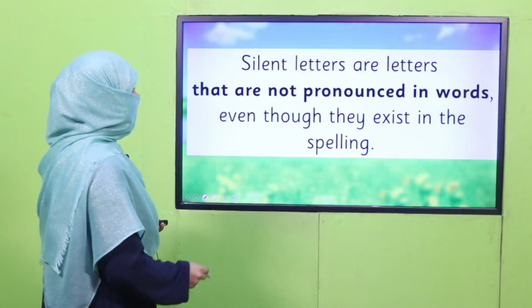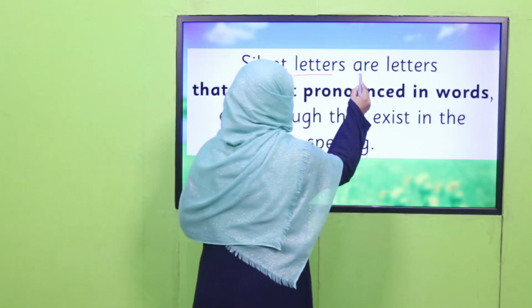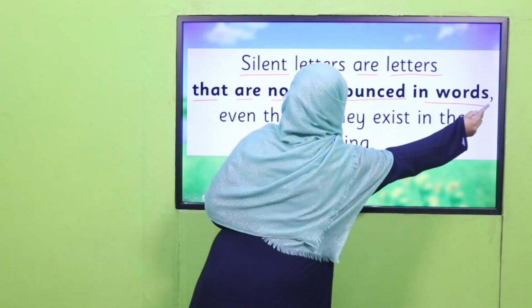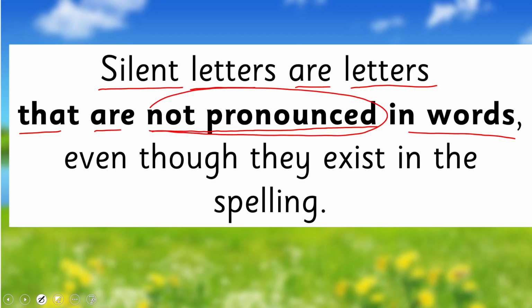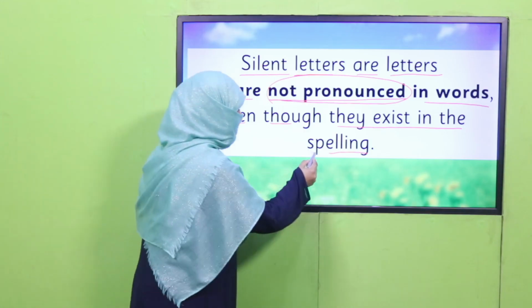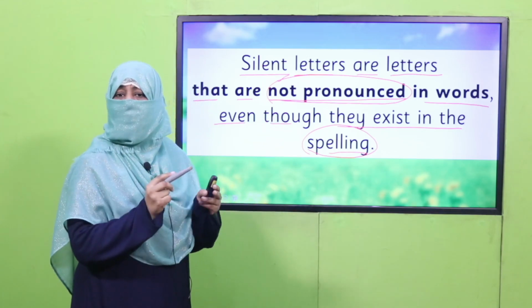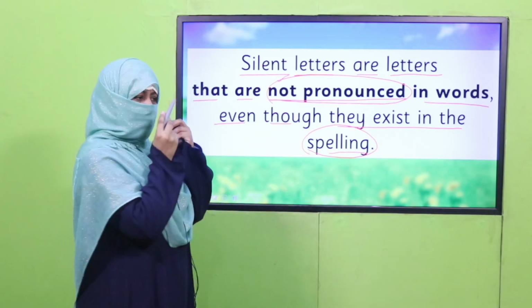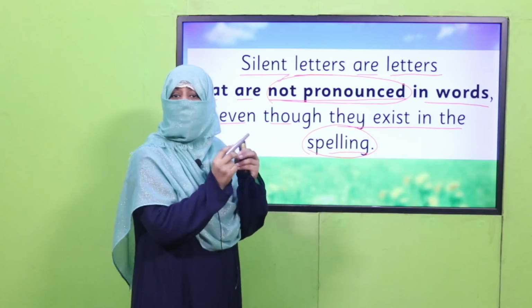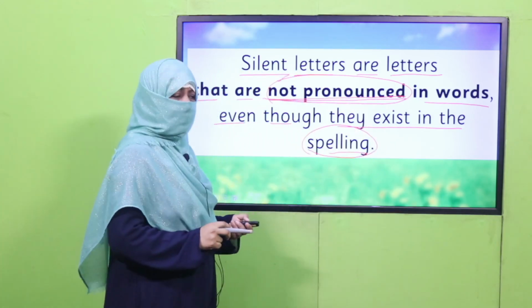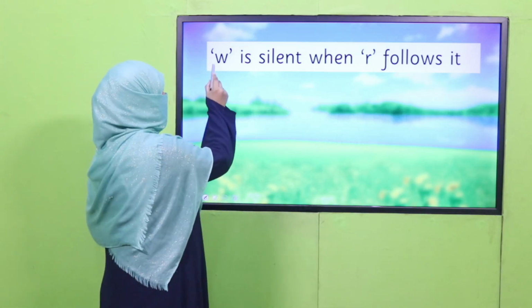So what is a silent letter? Silent letters are letters that are not pronounced in words, even though they exist in the spelling. You can see them, you have to write them. They are there in spelling, but they are not pronounced. We don't say them. We don't utter them. They are silent letters. You got it? Now we are going to learn.